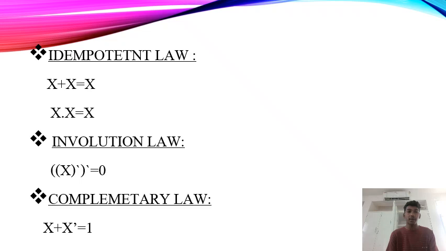And the idempotent law means when we send both inputs as the same to the gate. For example, x plus x is equal to x. Let us see, x is equal to 1, 1 plus 1 is always 1. This operation we see in the OR gate. And next, x into x is equal to x, means 1 into 1 is equal to 1. This operation we have seen in the AND gate. This is called the idempotent law.